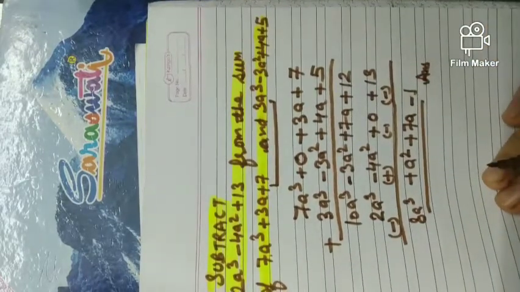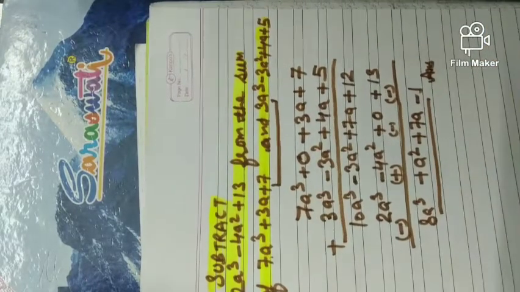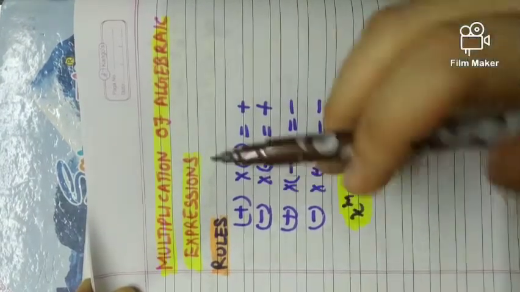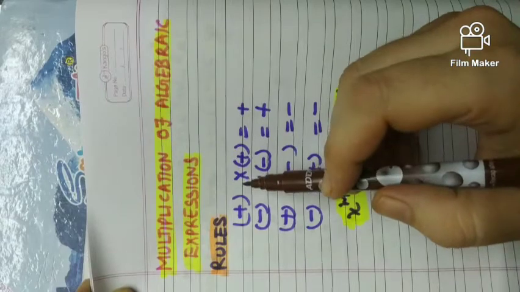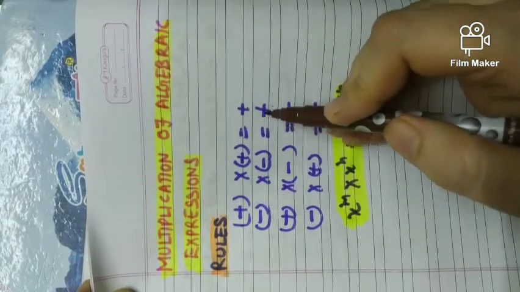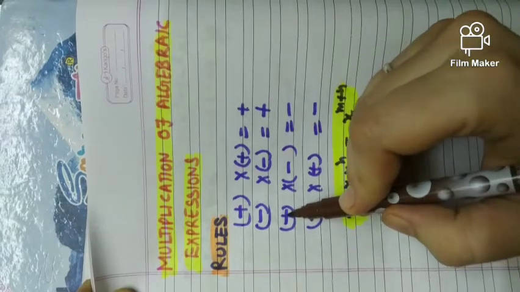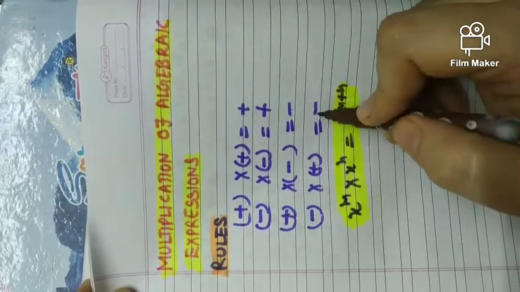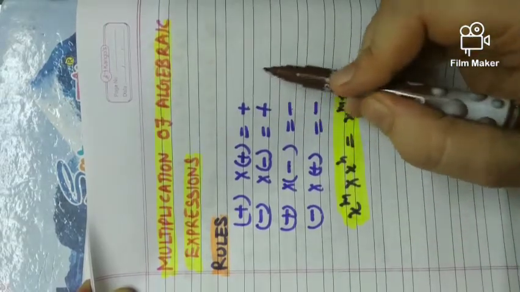Now coming to multiplication of algebraic expressions. Yes children, in this we are going to follow these rules which we already know in integers. Plus into plus is plus. Minus into minus also becomes plus. If one is a positive term and one is negative, plus into minus is minus, minus into plus is minus. So you have to take care of these rules.